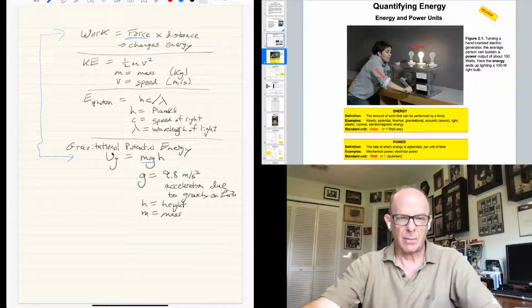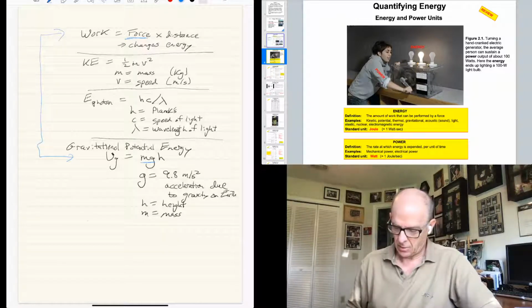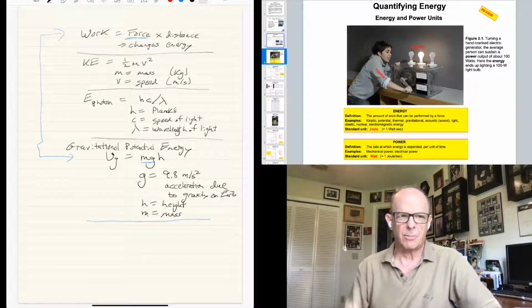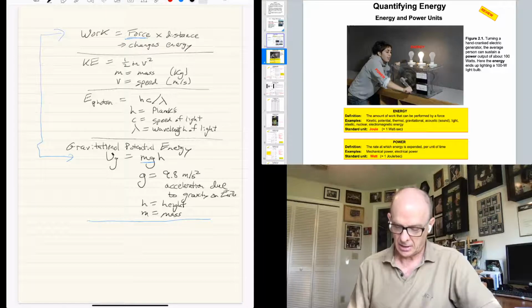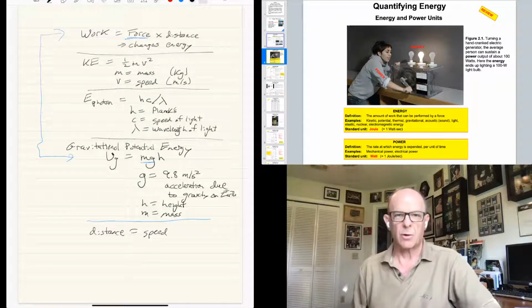So there's this very basic relationship between energy, power, and time that is analogous to the relationship between distance, speed, and time. We know from our everyday lives that the distance that we travel is equal to the speed that we're traveling.